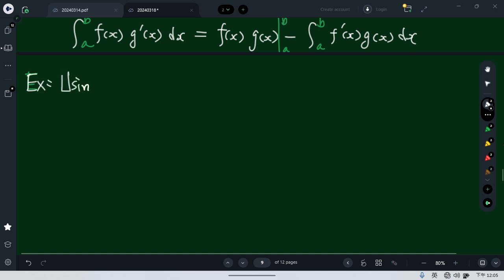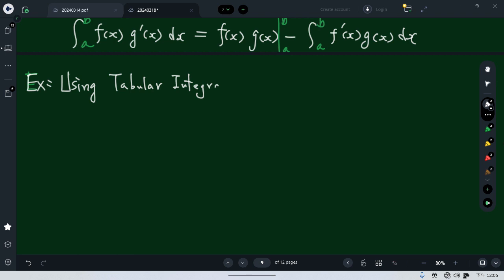Okay, then actually in our textbook there is a term called tabular integration. So what is tabular? Tabular comes from table, right? You can just make a table, then try to get the integration.